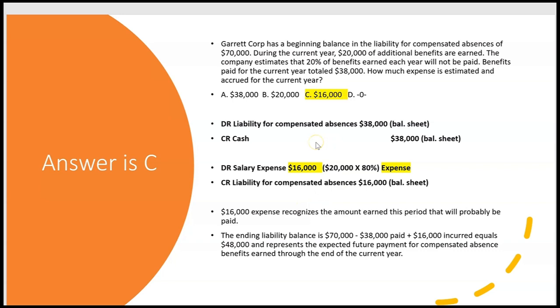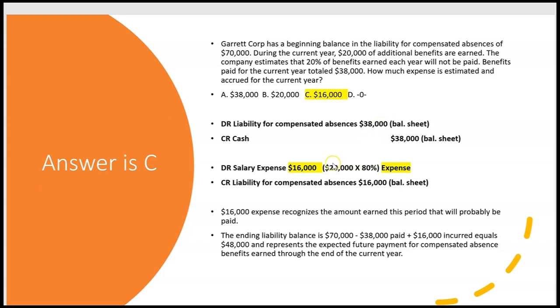And let's take a closer look now at the journal entries. So one of the entries you'd have to make is for the $38,000 of benefits that were paid. And that would be a credit to cash and a debit to liability for compensated absences, because they told us in the facts that benefits paid for the current year totaled $38,000. And we already had a beginning balance of that liability, so we're reducing it by $38,000.